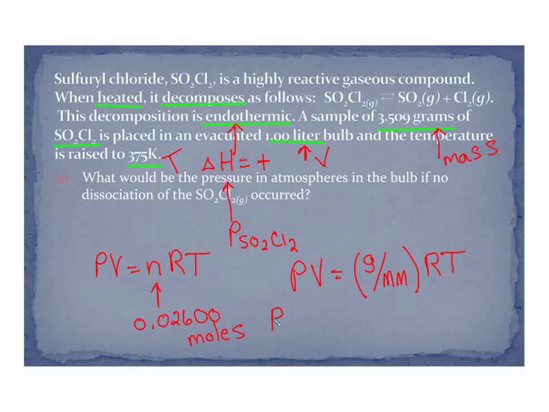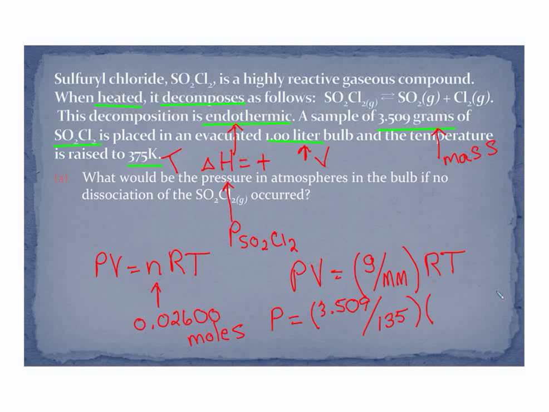So I'm going to solve this for pressure. My mass is 3.509. The molar mass of SO2Cl2, you should be able to calculate without my help at this stage. So that's the molar mass.